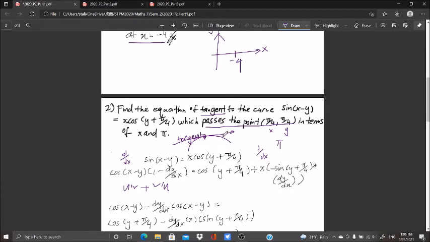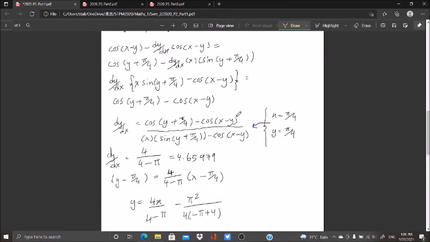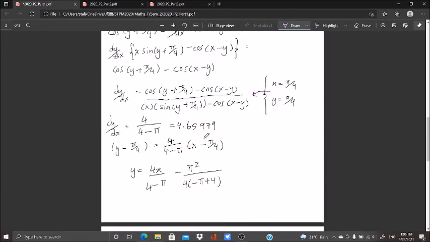This is the point we are passing through. So we can substitute this point inside to find out the particular solutions, to find out our gradient. What does our gradient look like? Because this is one of the points on our line. So finally, we found that our dy/dx is equal to 4 over 4 minus pi. So this is our gradient.